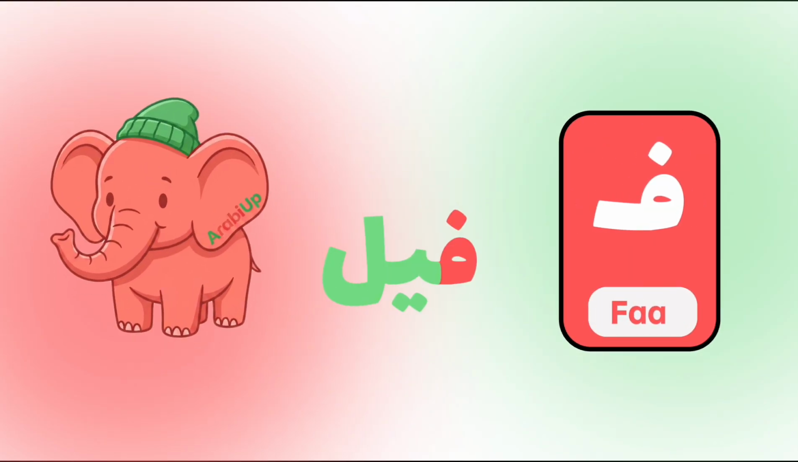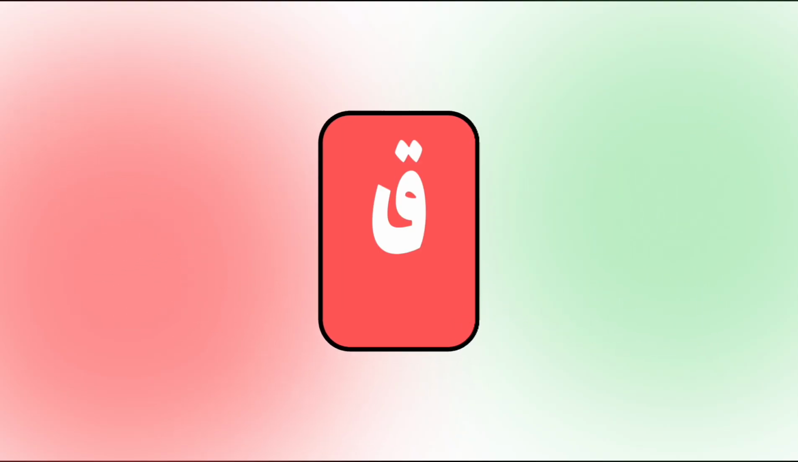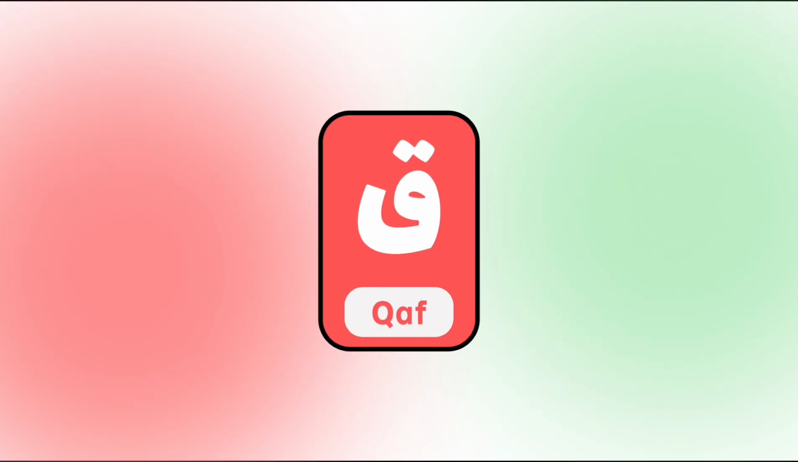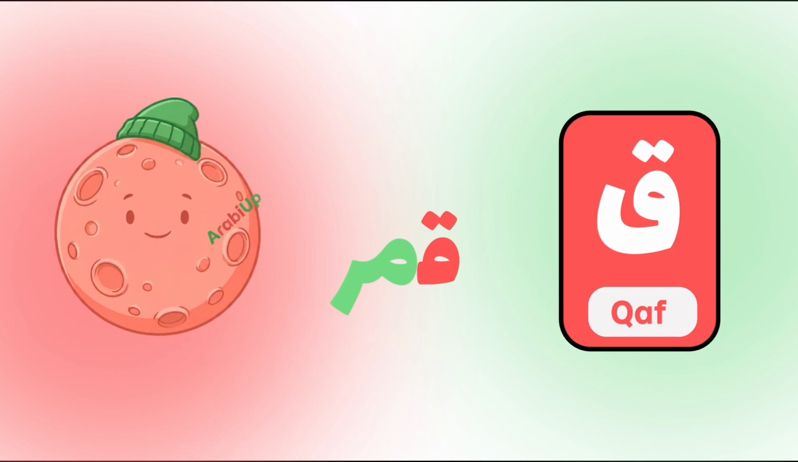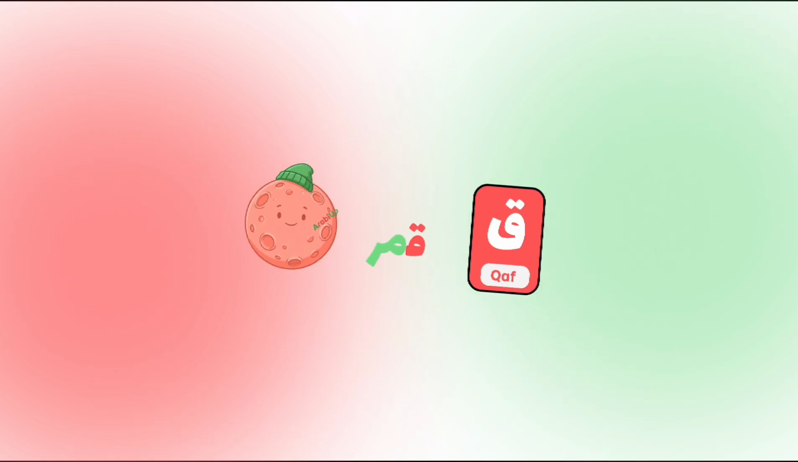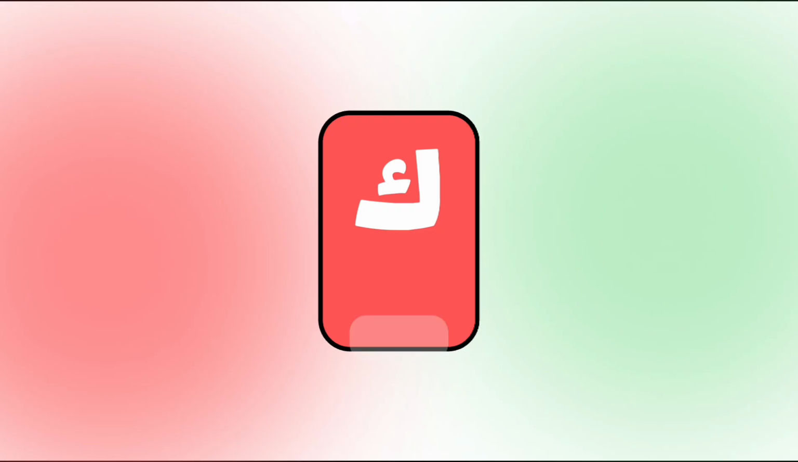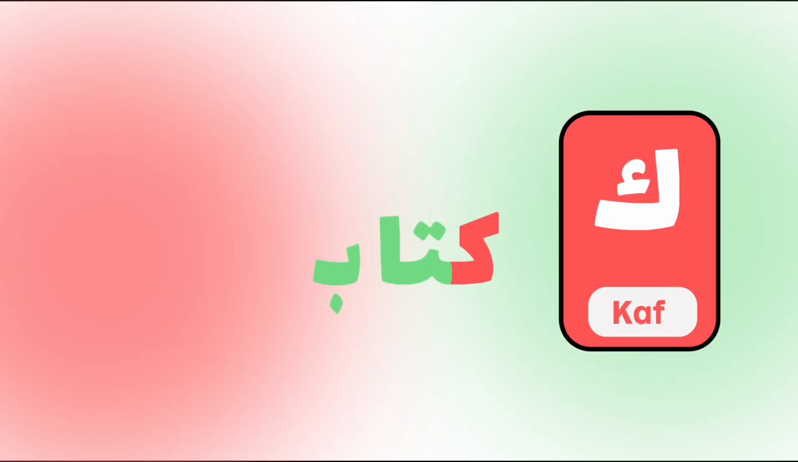Feel, elephant. قاف, a deep K sound from the very back of the throat, like in قمر. قمر, moon. كاف, a normal K sound, like in كتاب. كتاب, book.